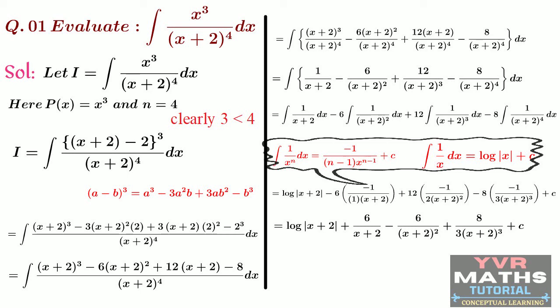So I hope you understand, students. If the degree of p of x is less than n, then we have to follow this type of process. That means we have to express p of x as a sum of n terms. If you follow the algorithm properly, you can solve this problem within a few minutes. Okay, students, if you do not follow the algorithm, you will get confused, you won't get the answer properly, and it will take a long time also.